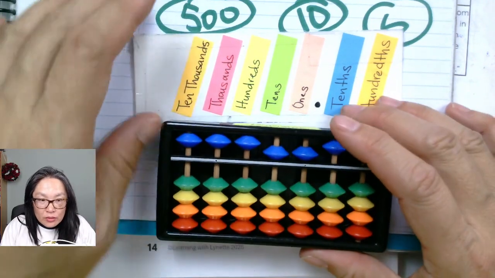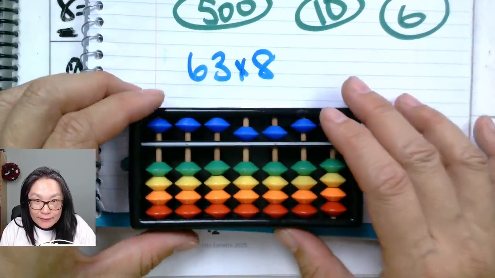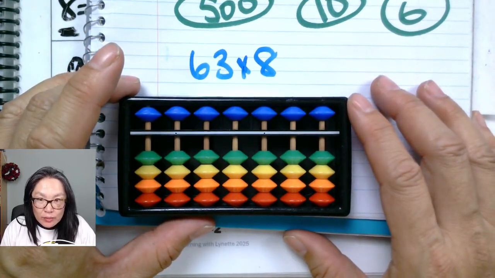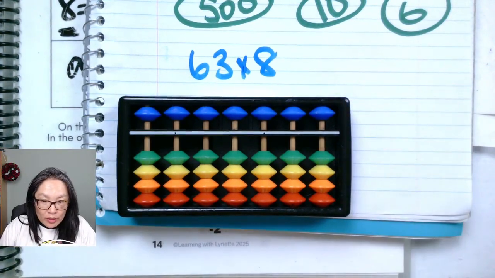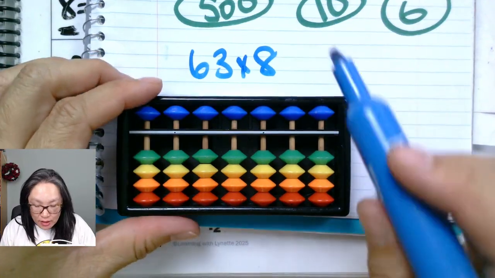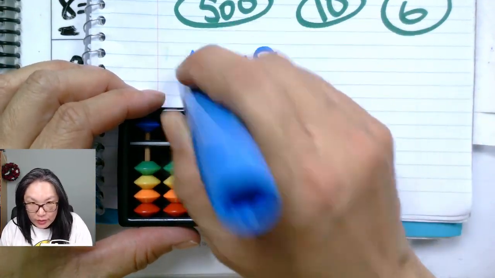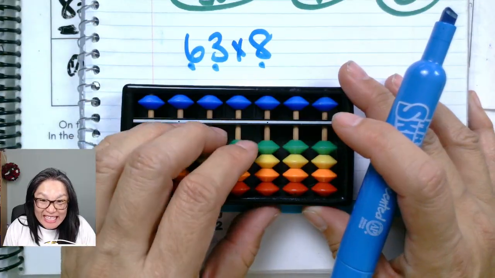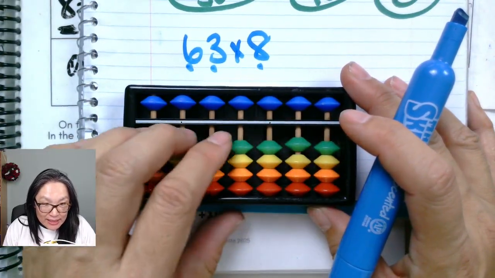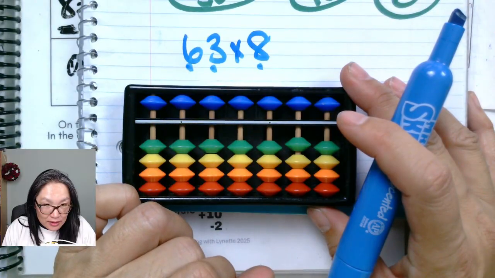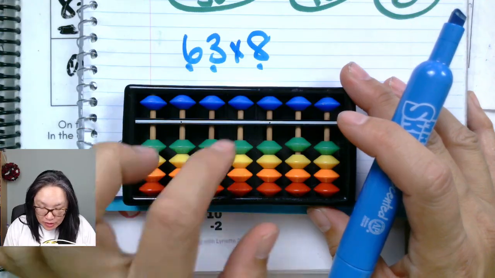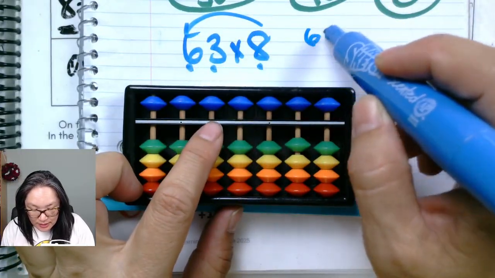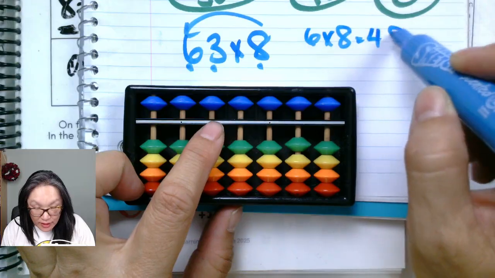So what we're going to do is multiplication. The first thing we do in multiplication is understand where we are going to put our numbers. To understand where we put our numbers, we need to count our digits. We count 1, 2, 3. Why do we do that? Because we need to know how to put it on the abacus, and it will be easy. I will tell you how to make it easy. Next thing we do is 6 times 8 is 48.